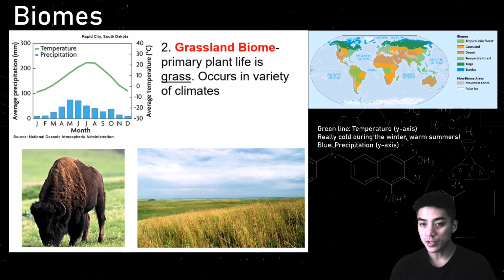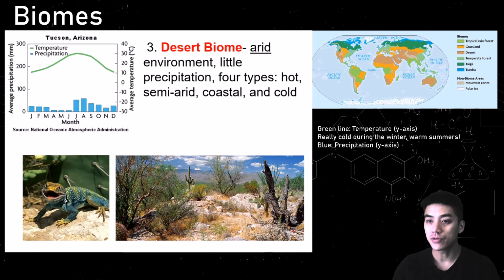Now, the precipitation also correlates. It has a direct relationship with the temperatures. So there is more precipitation during the spring and summer months, as you can see in the blue bars. There's really no explanation needed for desert biomes. Everyone knows that it's arid, it's dry, there's very little rain or precipitation, and there's 4 types of deserts. You have your hot deserts, your semi-arid deserts, your coastal, and your cold deserts. And in the map that's above me, anything that is shaded brown means it's a desert biome.